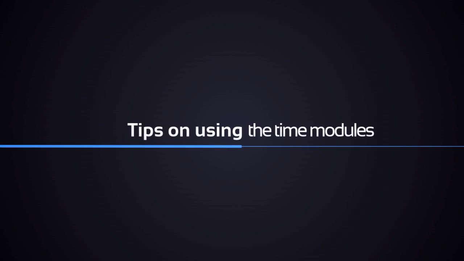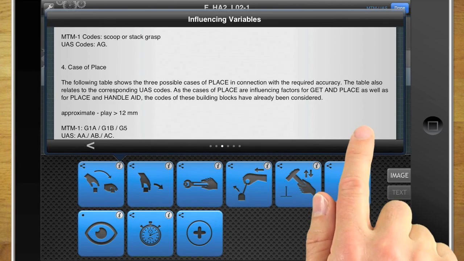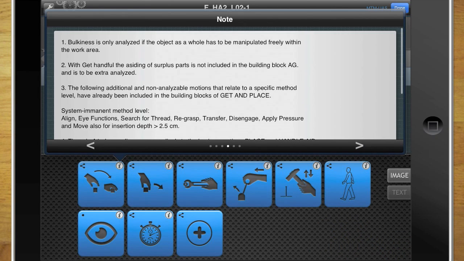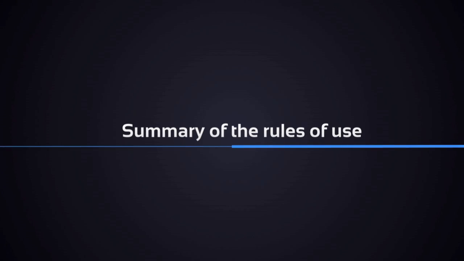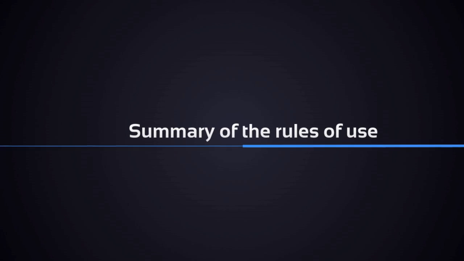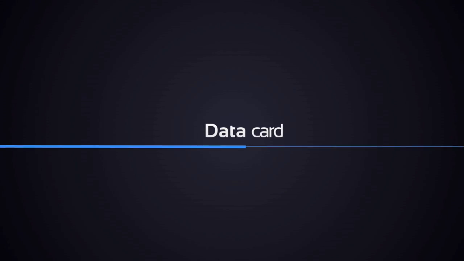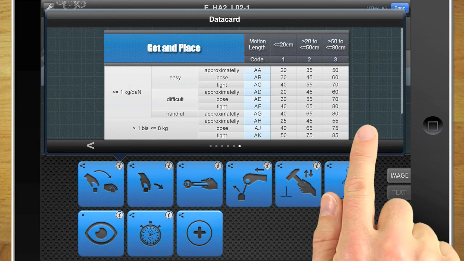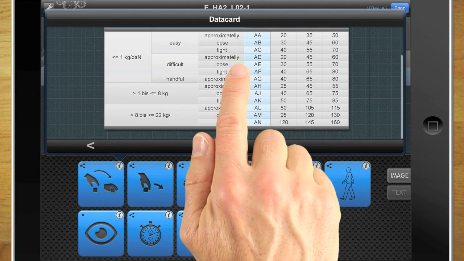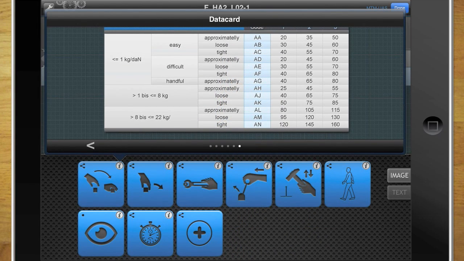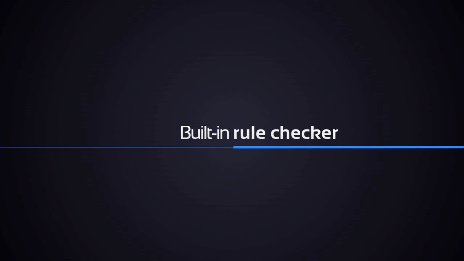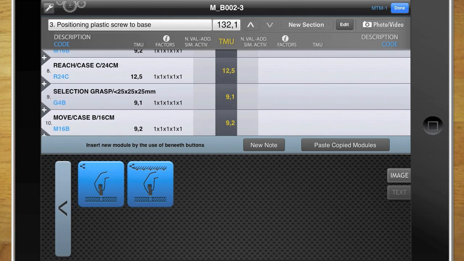Tips on using the time modules will guide you and answer any questions that may come up during the calculation. A summary of the rules of use allows you to check at any time that you are using the time modules properly. The data card, displayed behind each selection button, shows the possible coding variants for the basic motion. All the extra information makes the TMU Calculator a very good training tool. If you break a rule of use during the analysis, a built-in rule checker will warn you before you confirm the input.